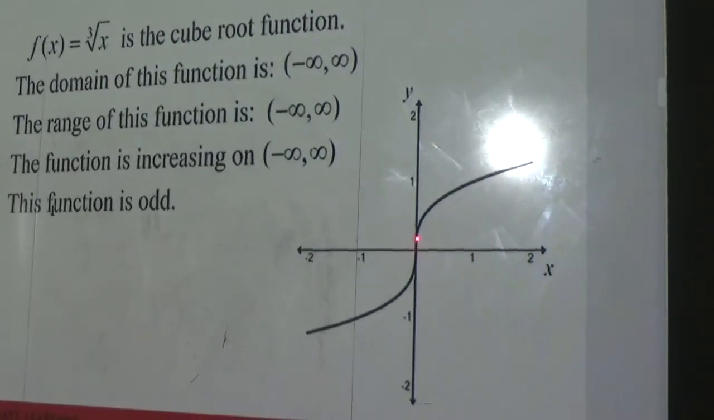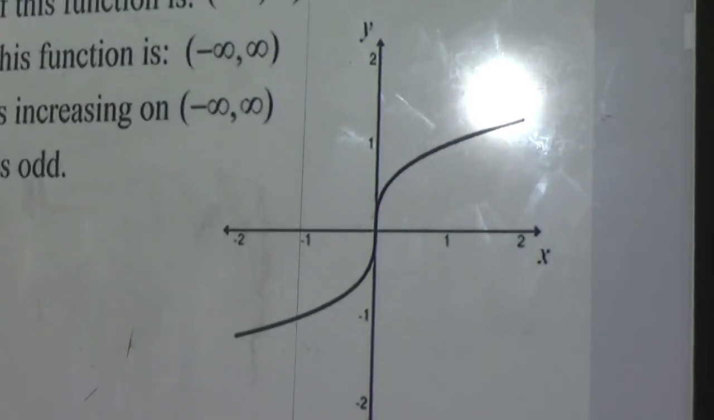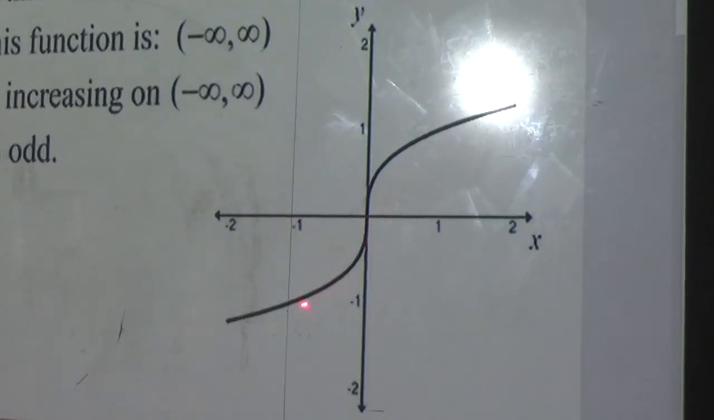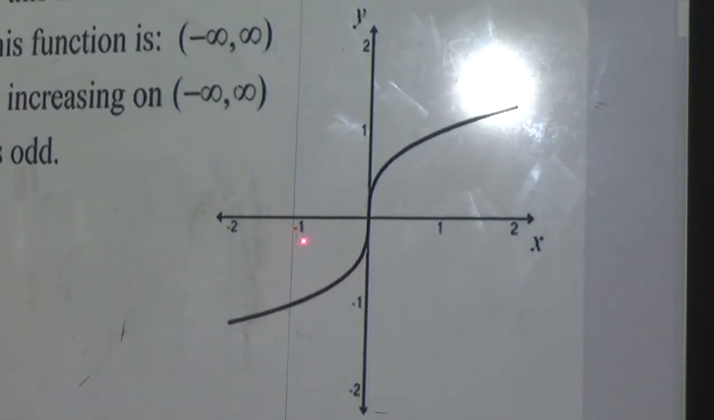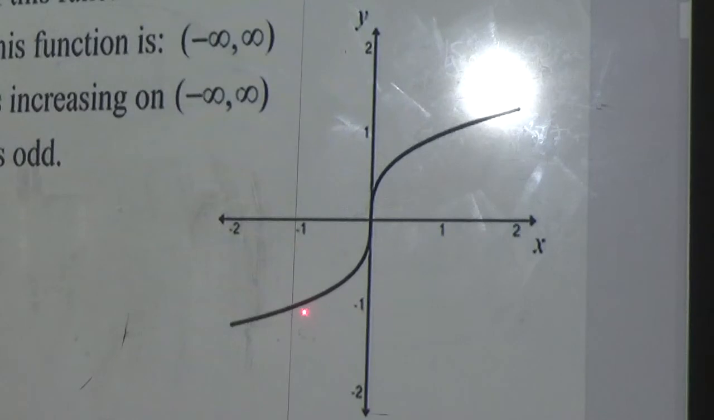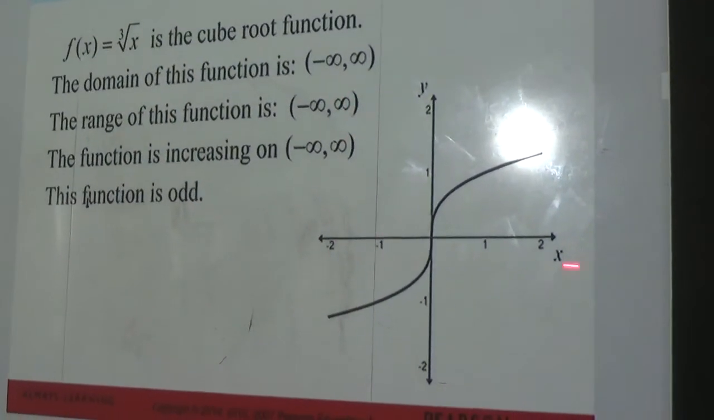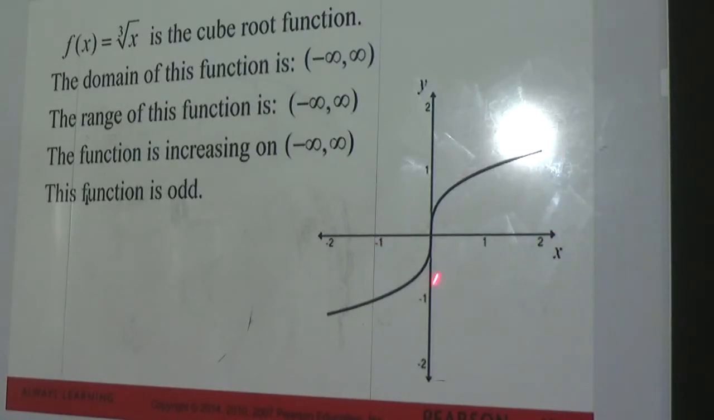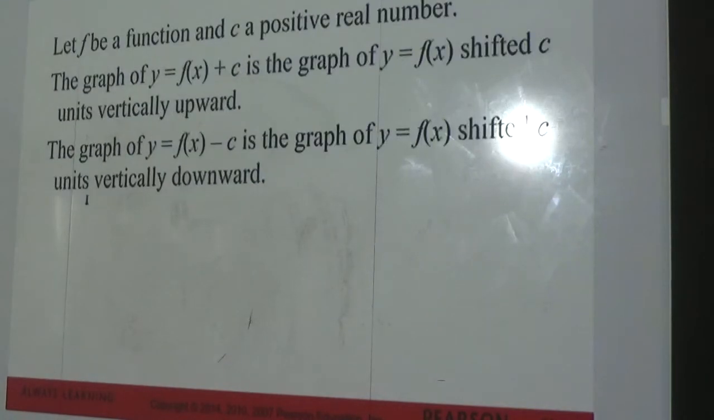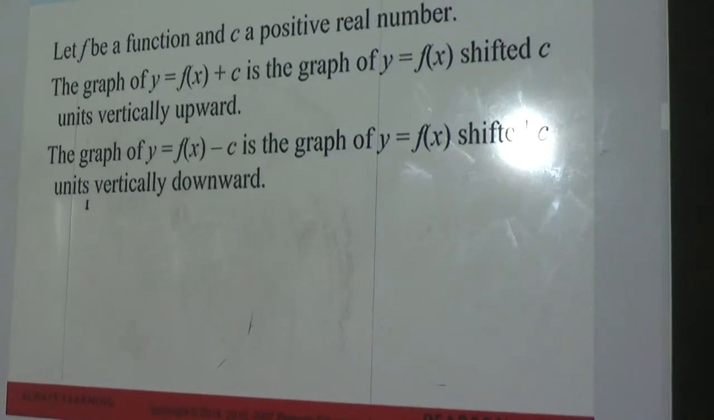Remember x squared, we only took the positive. We don't have to do that when it's an odd number because the negative values remain negative. The cube root of -1 is -1 and so forth. So here the domain is all real numbers along the x-axis, all real numbers along the y-axis. It's increasing along the entire domain, and it's an odd function according to our definition from 2.3 or 2.4.